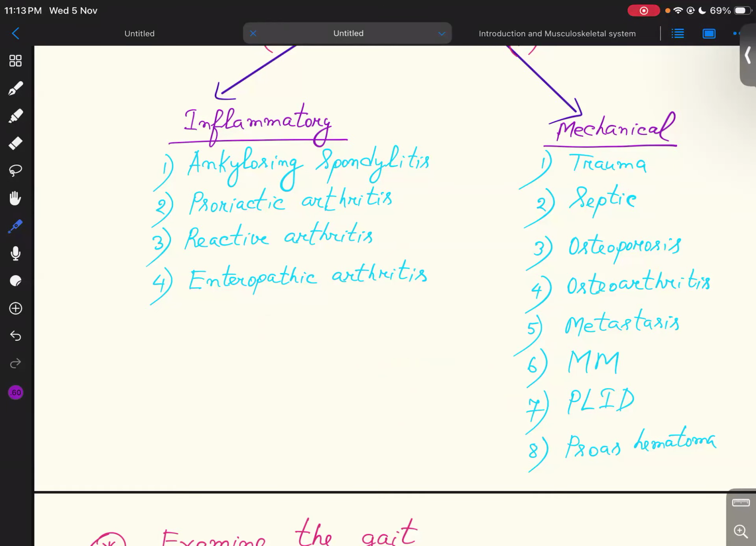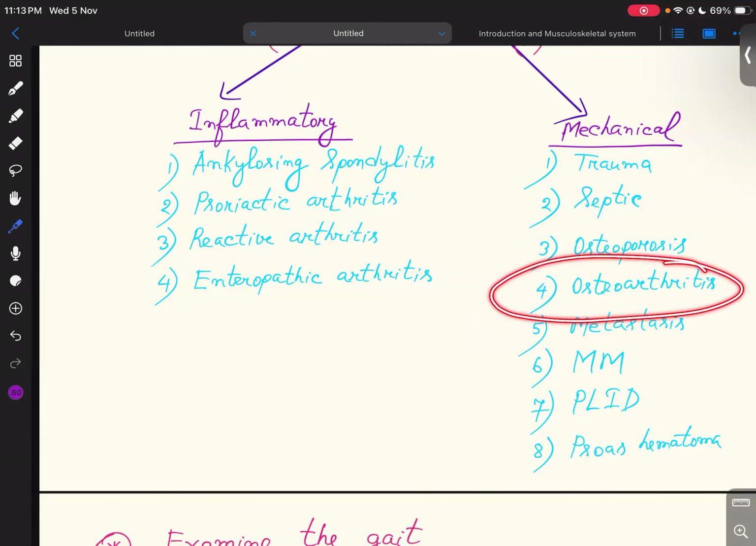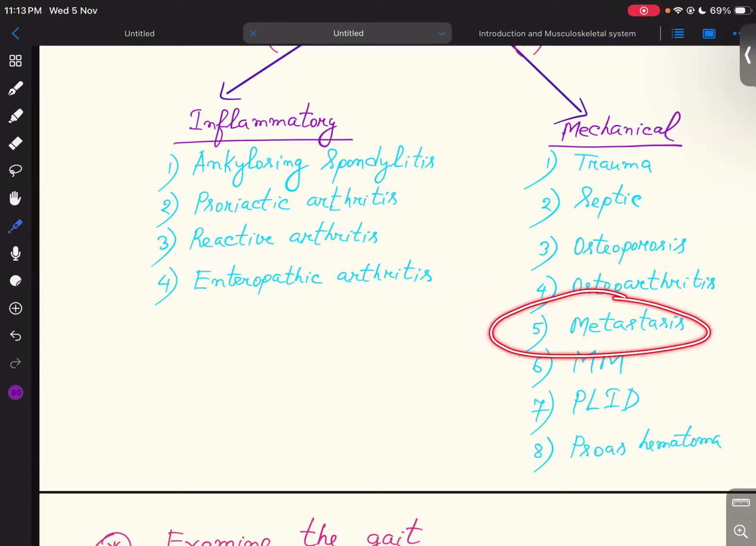So these are the types of cases that come in the PCS exam. Almost always, there will be a clue in the past medical history. For osteoporosis, either the patient is taking some steroid, or the patient is a diagnosed case of celiac disease, or the patient is taking some anti-androgen for prostate cancer. Then osteoarthritis will automatically come in the differential diagnosis of any case of low back pain. Then coming to the metastasis.